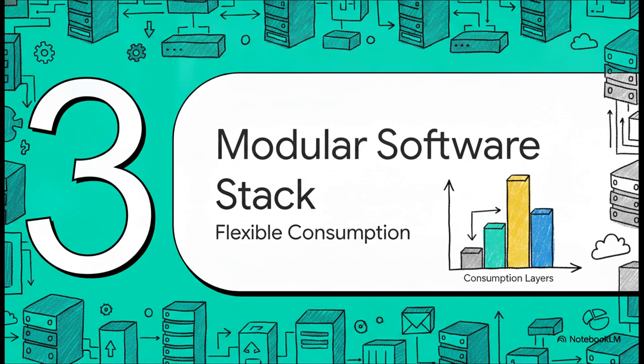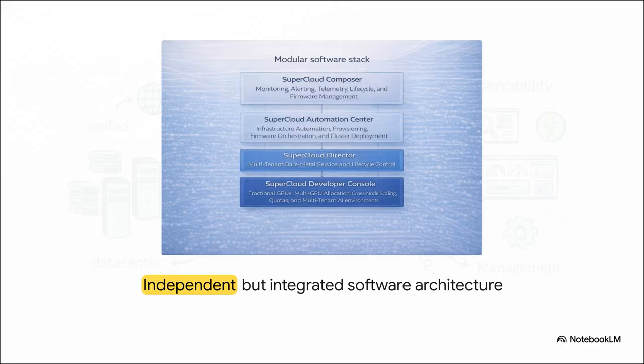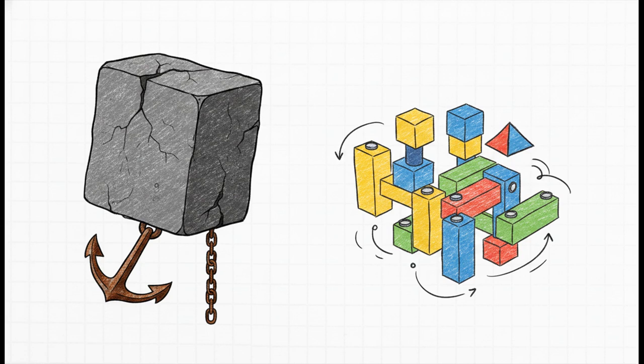Section 3. A modular software stack. The Supermicro Software Suite features this incredibly smart, independent but integrated architectural hierarchy. What does that mean? It means customers can deploy exactly what they need. At the top, you've got SuperCloud Composer for your monitoring and telemetry. Right below that is the SuperCloud Automation Center, or SCAC, for infrastructure provisioning and cluster deployment. Then there's SuperCloud Director, or SCD, for multi-tenant bare metal lifecycle control. And finally, the SuperCloud Developer Console, or SDX, for fractional GPUs and on-demand scalable developer environments. You can run just one piece, or you can run them all seamlessly integrated. So the crucial point is that this modular architecture allows for incredibly flexible consumption right from day one. You aren't forced into some massive monolithic platform if, hey, you only need monitoring.